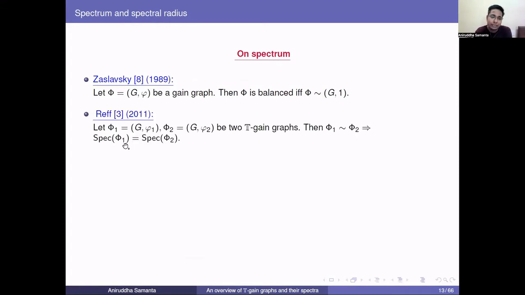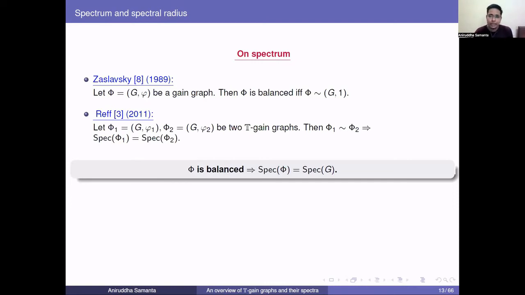Later, Reff in 2011 proved that if phi 1 and phi 2 are two T gain graphs and phi 1 is switching equivalent to phi 2, then they have the same spectrum. Now, combining these two results, we get that if a T gain graph phi is balanced, then the spectrum of phi is the same as the spectrum of its underlying graph G. Later, Liu and Li proved this result for a mixed graph X. So if X is balanced, then it has the same spectrum as its underlying graph G. Now the question is, what about its converse?